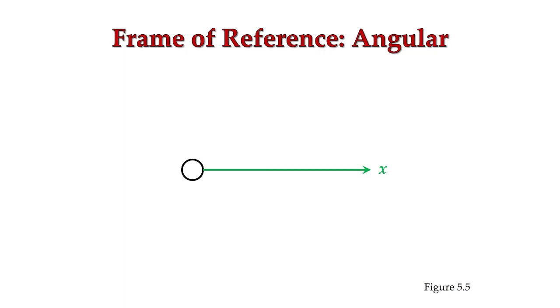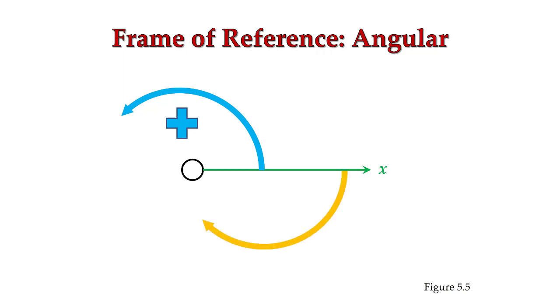Just like we had positive and negative directions associated with linear vectors, we are going to have positive and negative directions associated with angular vectors. Any angular vector that goes in a counterclockwise direction is usually represented as being in the positive direction, while any angular vector that goes in the clockwise direction represents the negative direction.